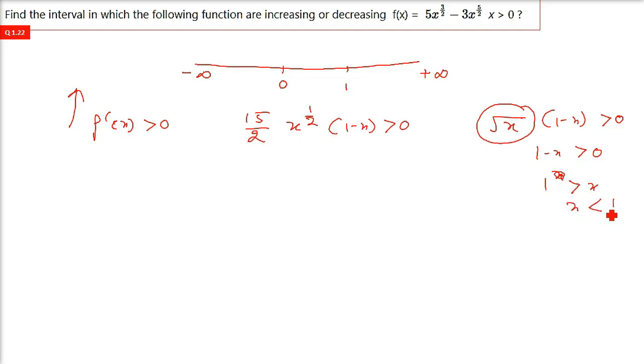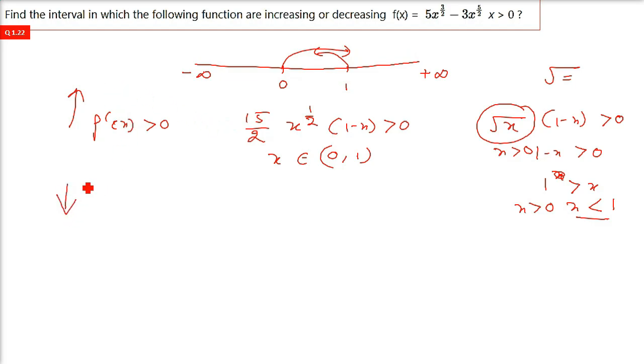From here we got x less than 1. Again, let me tell you, under root x cannot be negative or less than 0. Whichever thing is inside the under root, it should always be greater than 0. So x belongs to (0, 1), because x is greater than 0 and x less than 1. That means the common region is x between 0 and 1. This is f'(x) greater than 0.